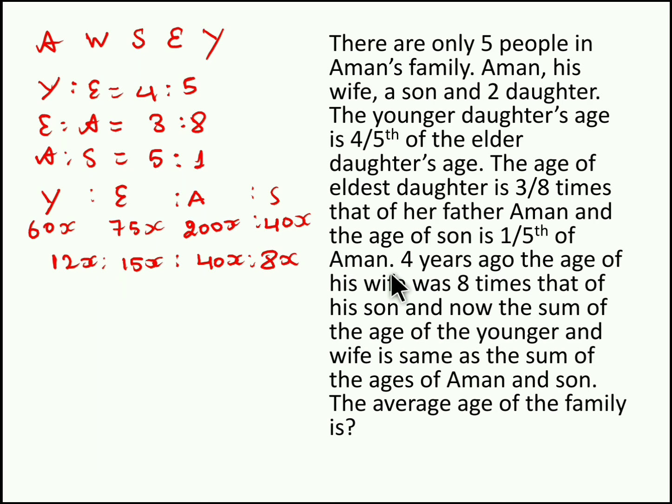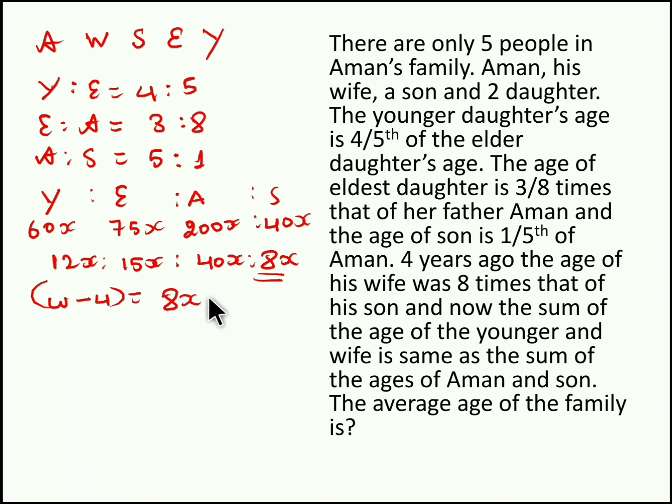4 years ago, the age of his wife was 8 times that of his son. See, 4 years ago. Now we know the wife's age is W. So 4 years ago, it will be W minus 4. So 4 years ago, she was 8 times her son. Now we know son's age is 8 parts, right? So 8 parts is son's age.